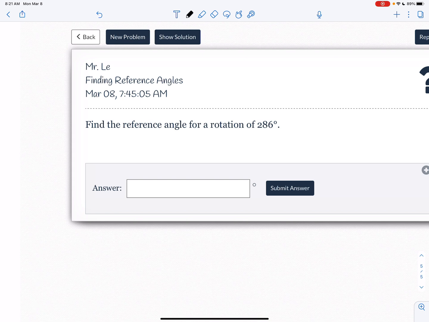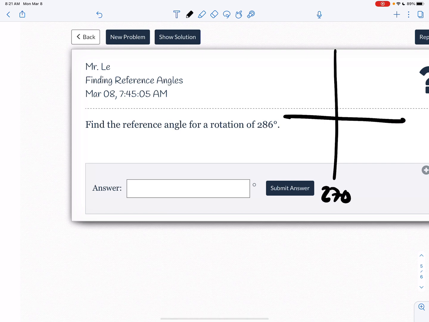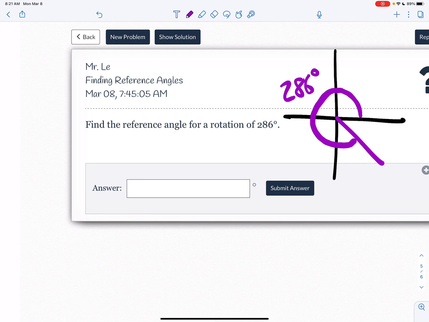Okay, so here you draw it out. 286 I know is a little bit past 270, so I know we're in quadrant 4 here. So I'm going to go ahead and draw my terminal side. This right there is 286 degrees. Most important step, draw your triangle, hug the x-axis. So you got your little theta right here. Logically, how do I find out theta?